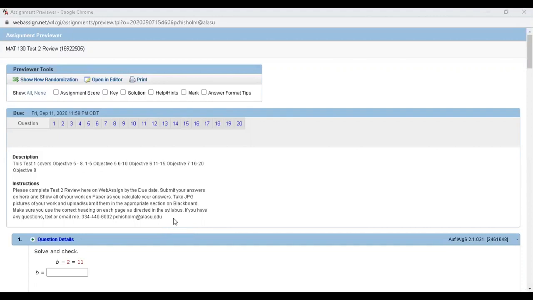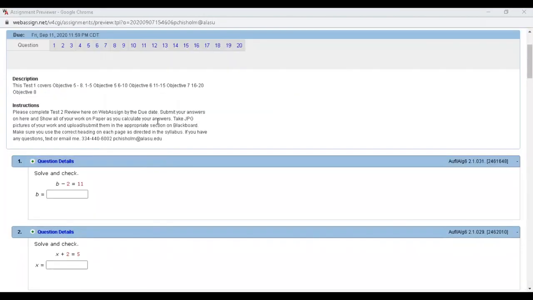Pay attention to the directions and the instructions. Questions 1 through 5 cover objective 5. Questions 6 through 10 cover objective 6. Questions 11 through 15 cover objective 7, and questions 16 through 20 cover objective 8. So make sure that you pay attention to the directions to know which questions come from which objective.